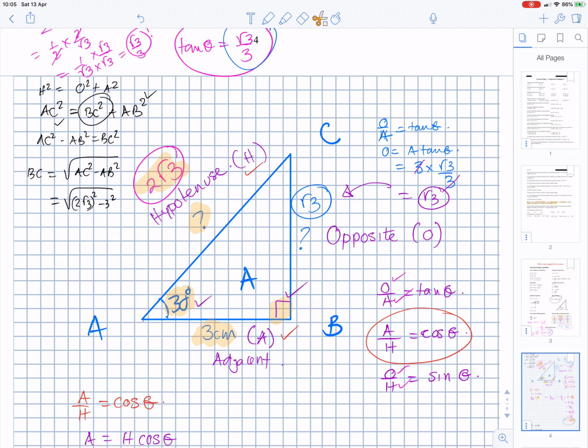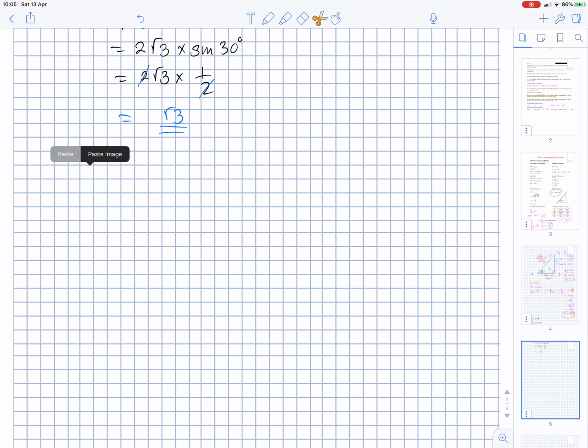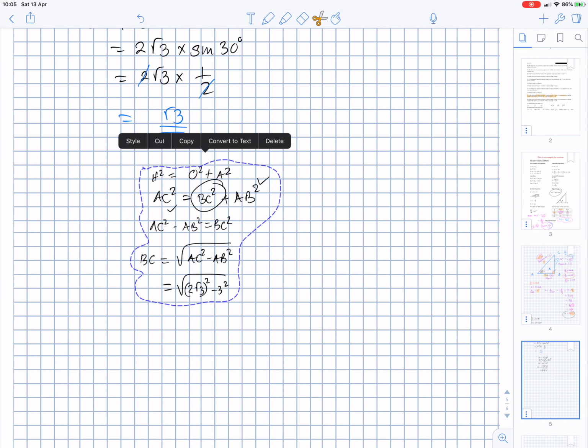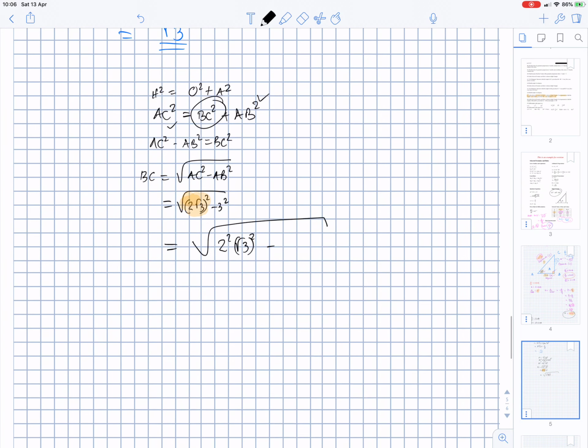Okay, I'm going to have to move this so that I can get more space to finish it off. Right, let's cut it from here and paste it right here so we can finish it off. Right, so here we go. So let's be careful now. So this is all under the square root. Now if I remove this bracket, it's 2 squared times root 3 squared, minus 3 squared.